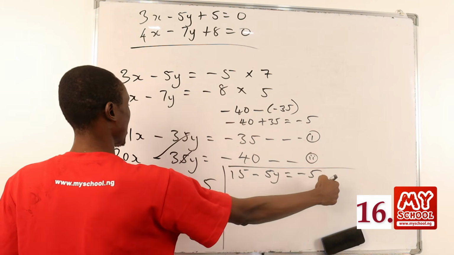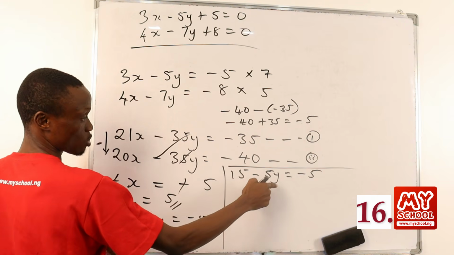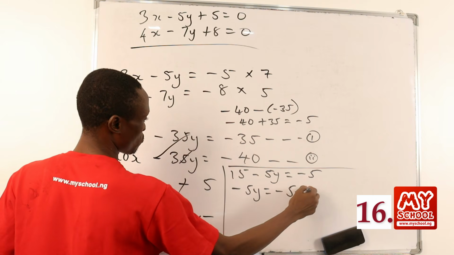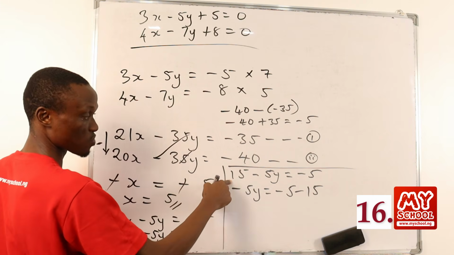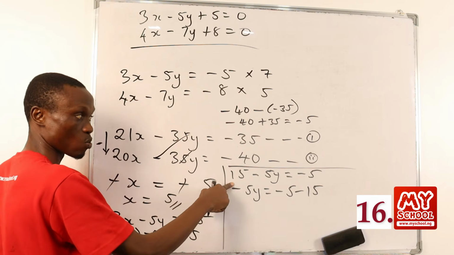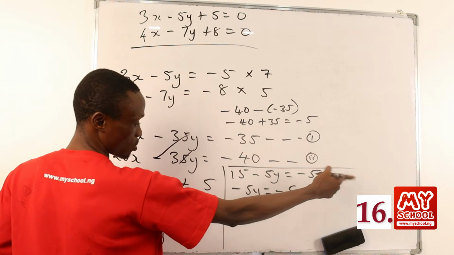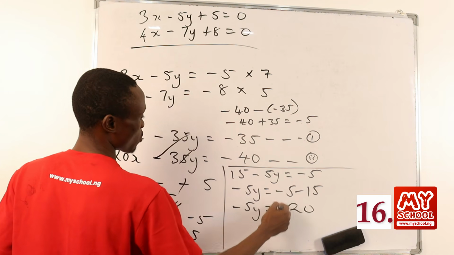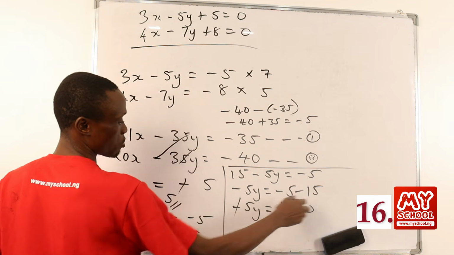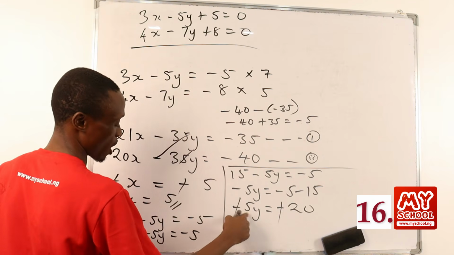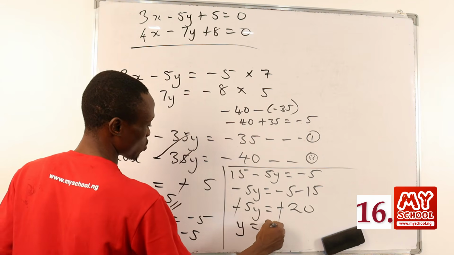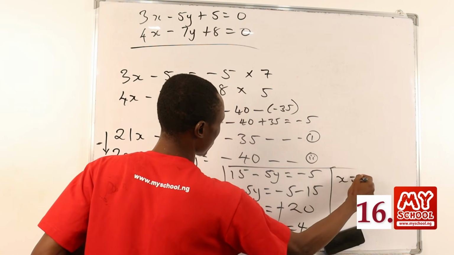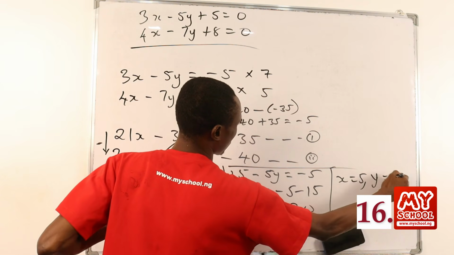So move 15 to the other side, since we are looking to make y the subject of formula. So we're having minus 5y is equals to minus 5 minus 15, right? Because 15 is positive here. So once it crosses the equal to sign, it's going to change to minus on the other side. So we have minus 5y is equals to minus 20. So minus, we cancel out minus. We divide both sides by the coefficient of y, which is 5. So that y is equals to 20 divided by 5, and that is 4. So we can say x is equals to 5 and y is equals to 4.